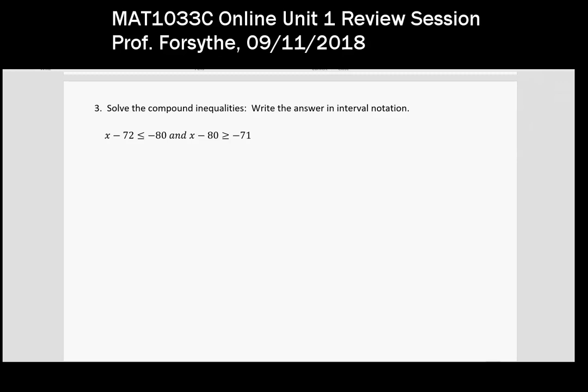So to solve the compound inequalities, we're going to solve them individually first. So we have x minus 72 is less than or equal to negative 80. To solve for x, I'm going to add 72 to both sides. I'm going to bring down that x, negative 72 plus 72 cancels out. X is less than or equal to negative 80 plus 72, which is negative 8. Okay. And let's solve the next one.